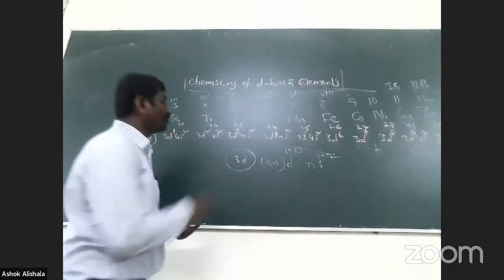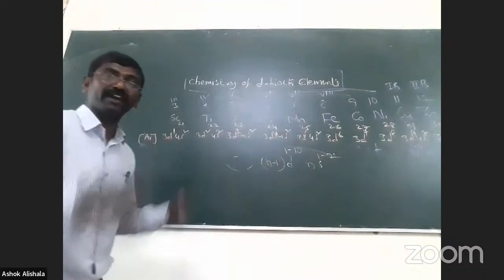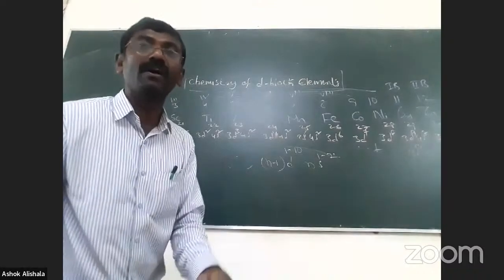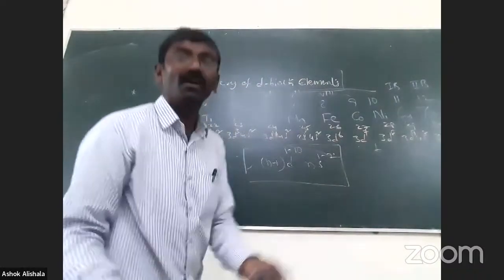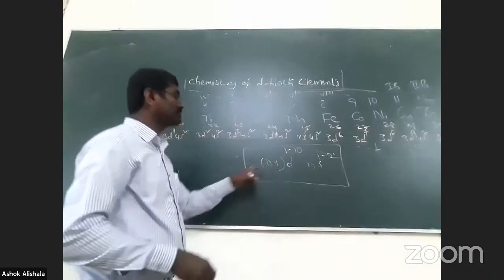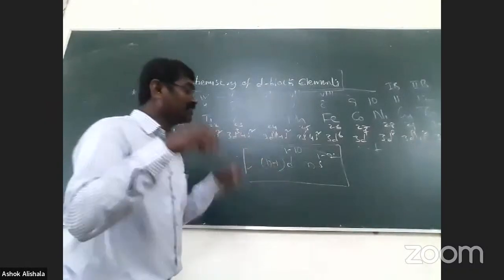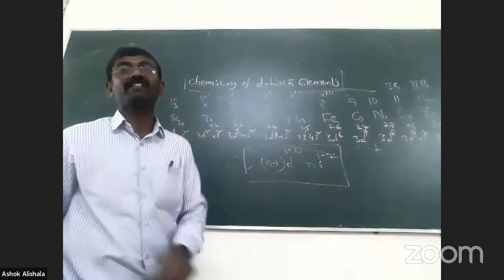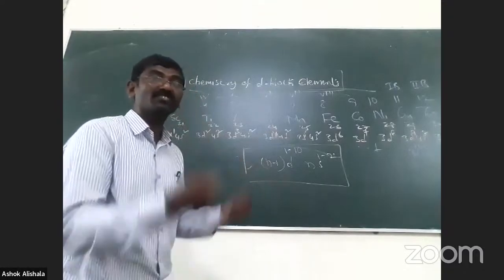Now, how are these transition elements, whether 3d, 4d, 5d or 6d, able to show different oxidation states? Please tell me, any one of you. Oxidation state depends on what? Electronic configuration. Oxidation state depends on how many electrons are involved in the bonding, how many electrons are lost, or how many electrons are shared.